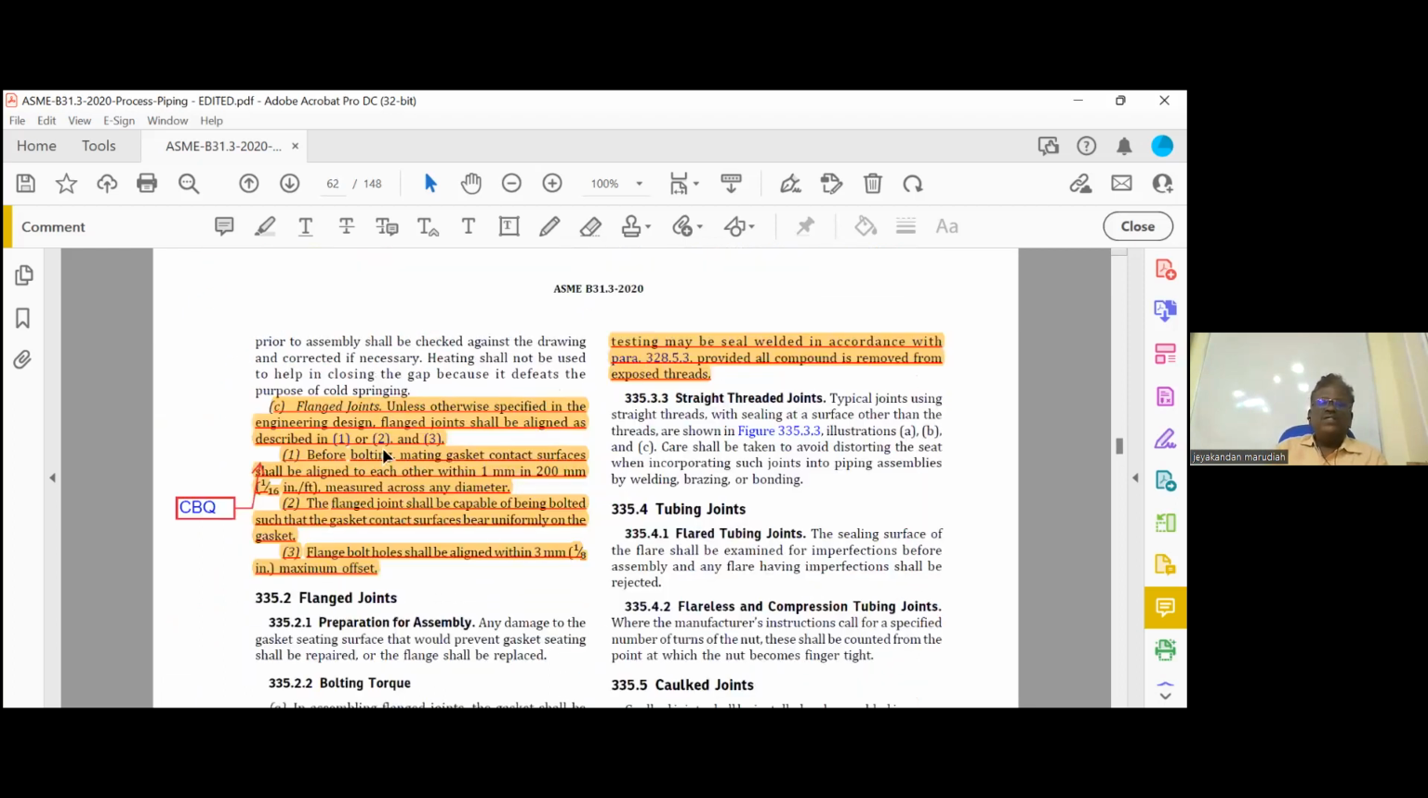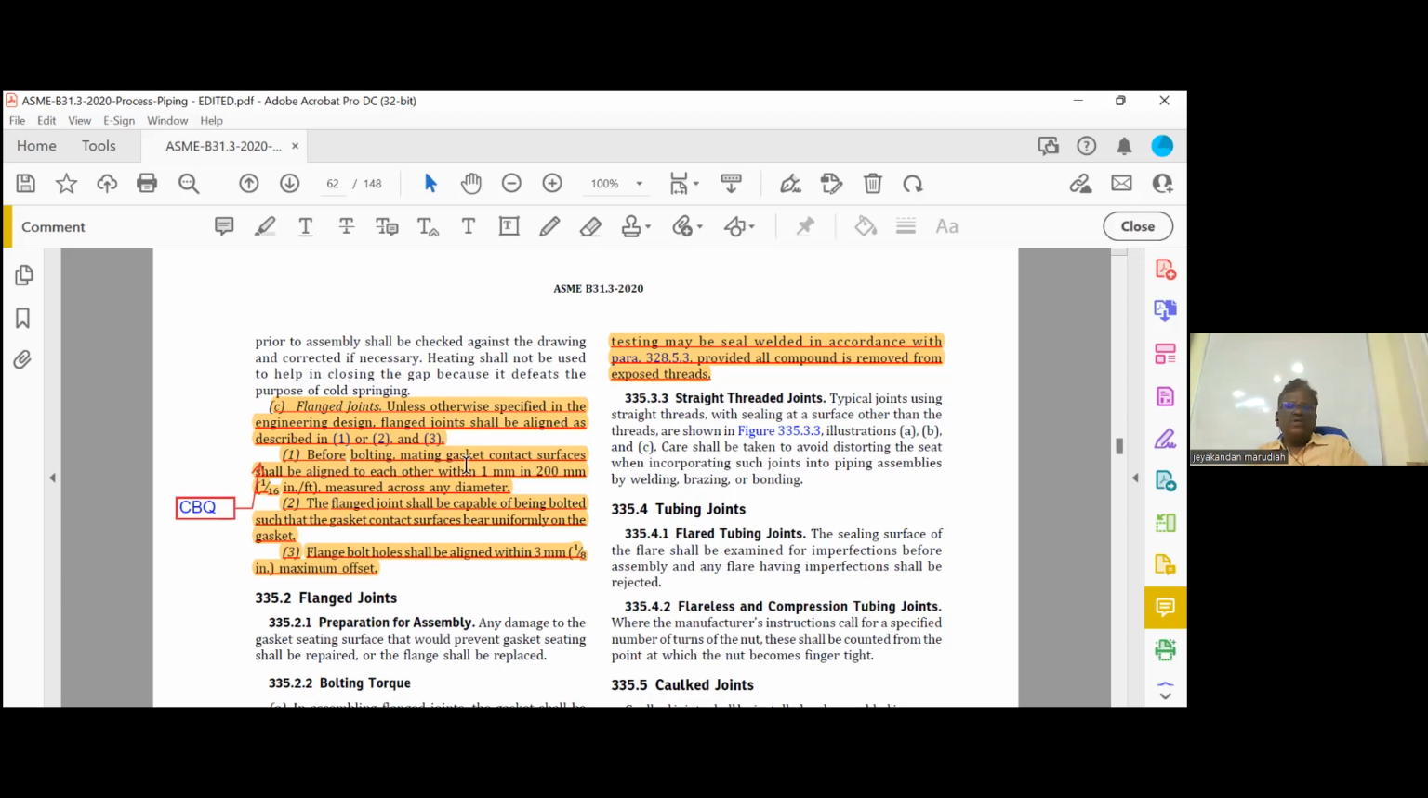The next point, flanged joints. Now, there are two requirements. See, when you make a flange joint, suppose the flange is not matching, just an offset is there. It is not exactly matching. How much offset is allowed? 1 mm in any 200 mm. So 1 mm in any 200 mm. Bolt offset: suppose the bolt hole is rotated, the bolt hole is not matching, 3 mm offset is allowed. These two requirements are important.